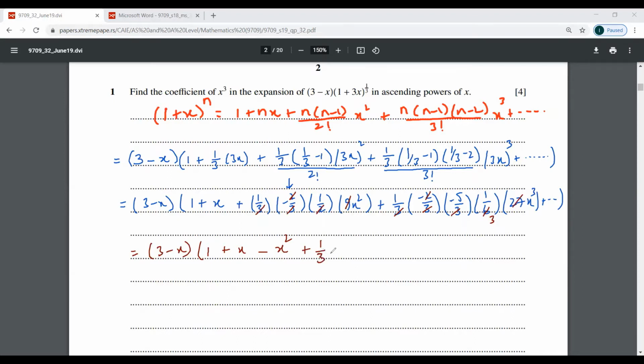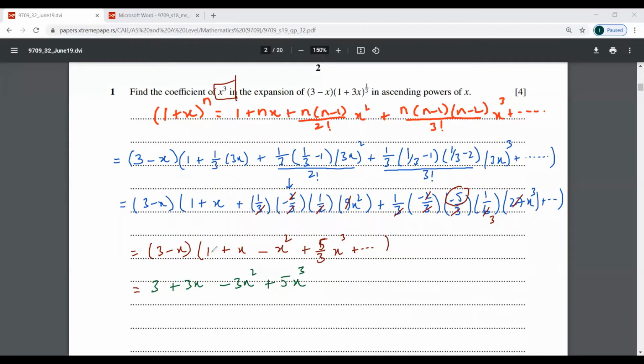You see, there are 4 marks for this. Yeah, thank you. 5 over 3, because this 5 is still here. Okay. So 5 over 3x cubed. We have to keep an eye on this target, that we have to keep it up to x cubed. So now I'm going to expand this. 3 into 1 is 3, plus 3x, minus 3x squared, and plus 5x cubed. Yes. Okay. This is 5x cubed.